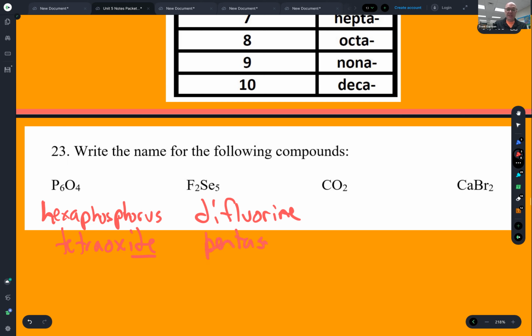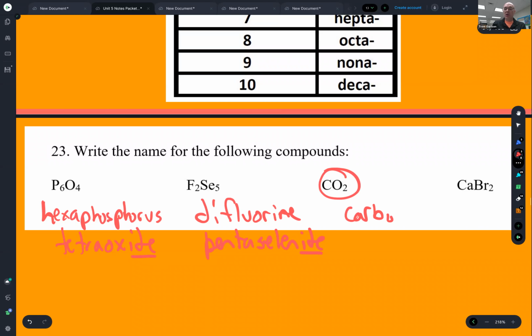Pentaselenide, IDE. The prefixes are used for the number of atoms. The IDE is the suffix. Now this last one, it is challenging in that you're going to want to put a mono, but every one of us should recognize what this molecule is, CO2.